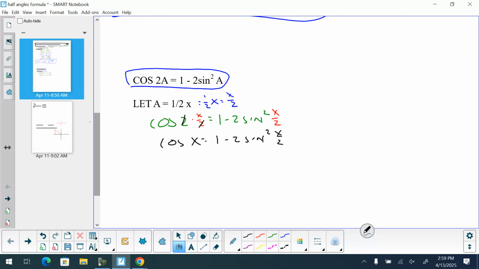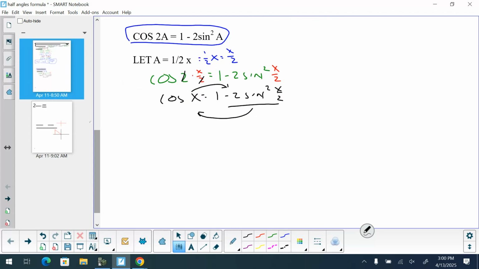Our next step is what I would like to call a Gregoryism. We're going to do what I call the double switcheroo. The reason why is it's a little bit cleaner if we can get the sine squared of half x positive, and it's negative right now. So we're going to move this over to this side, and take the cosine of x and move it over to this side.